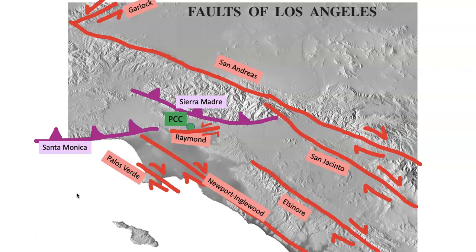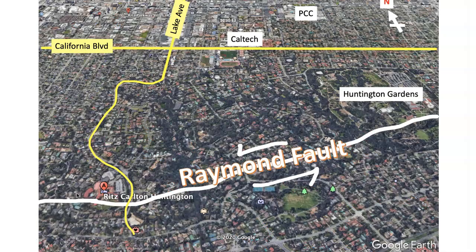these are the major faults in our region. These are the big structures. There are hundreds and maybe even thousands of smaller reverse and strike slip faults in the Los Angeles area. So here's the Raymond Fault.